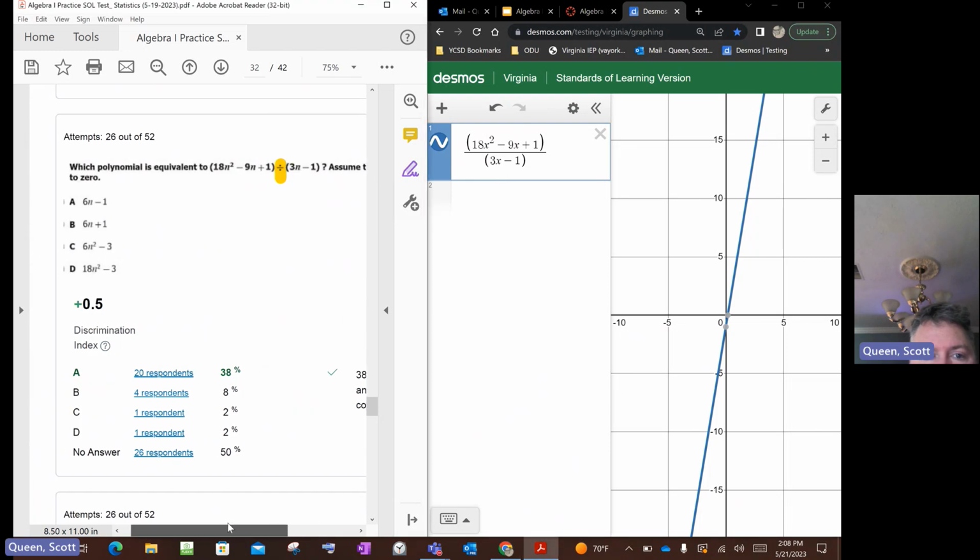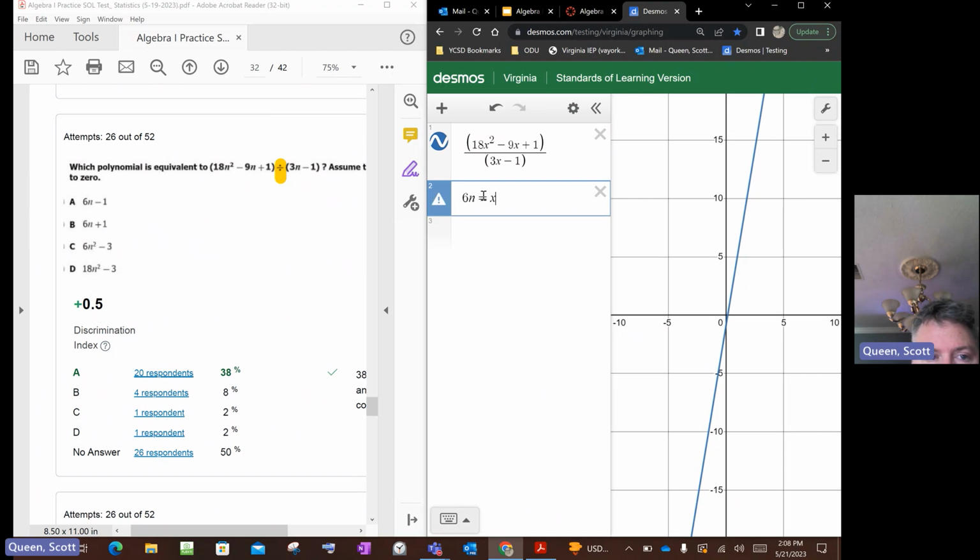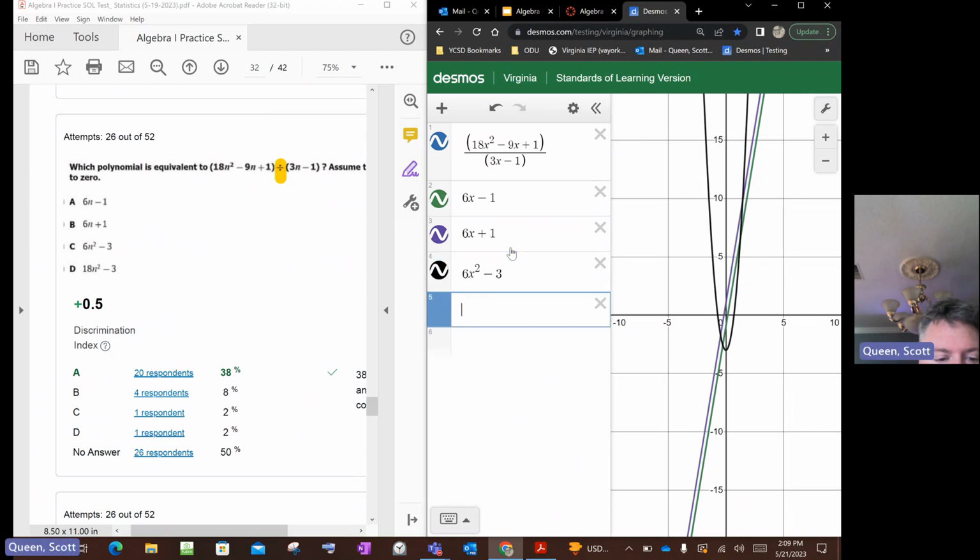Just remember, when you're done, we're talking about n's, not x's. So let's just start graphing stuff. Remember, 6n is really 6x. 6x minus 1. Oh, we got lucky the first time? Well, keep going. All right, 6x plus 1 for B. Close, but no. C is 6x squared minus 3. And D is 18x squared minus 3.